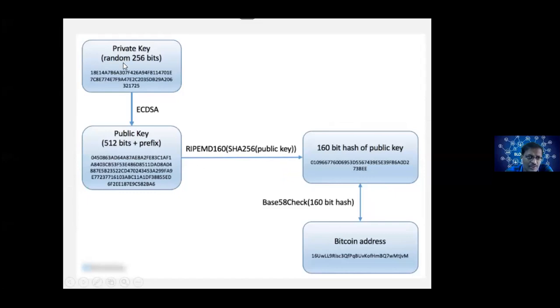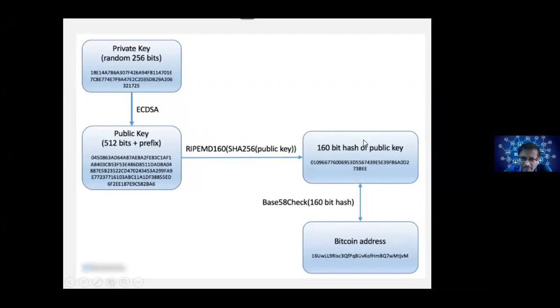So we'll see the algorithms. What are the algorithms used? From the private key, which is 256-bit, it is converted into a public key, and for this conversion the algorithm used in Bitcoin is the elliptic curve digital signature algorithm. The private key is a random number. We can generate the public key using this algorithm, and from the public key, to get the Bitcoin address, it is hashed with the algorithm RIPEMD-160, which generates a 160-bit hash.